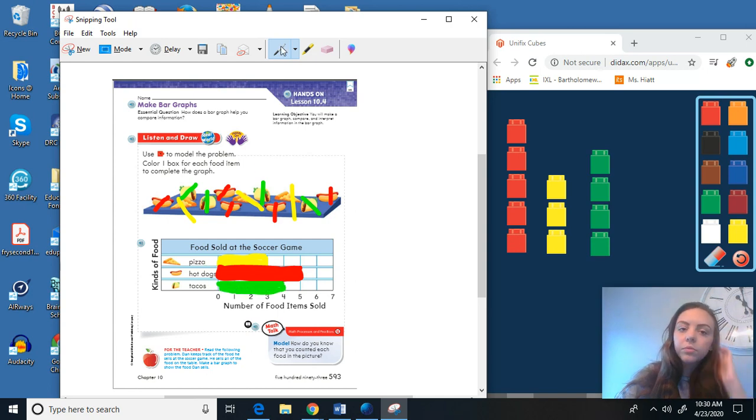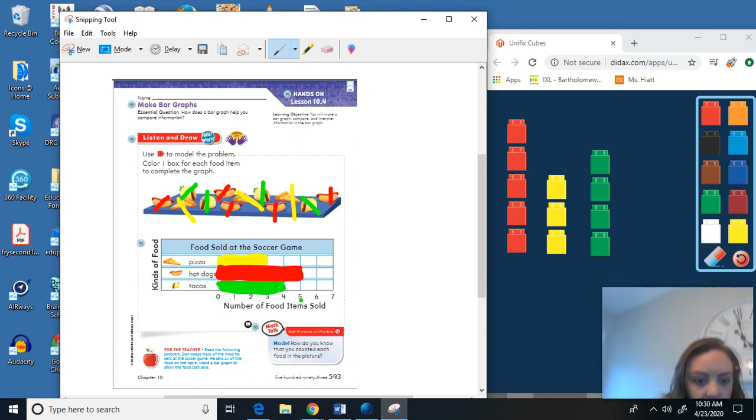All right. So now we can look at the questions that go along with the problem. So that's our bar graph. And when you look at the bar graph, you know that on this side it shows the different kinds of food, the different options, and the top is the title, food sold at the soccer game. That way if someone came over and said, how many hot dogs were sold at the soccer game, you could go to the bar graph, you could find hot dogs, you could go over to the number and you can say, oh, 5 hot dogs were sold at the soccer game.